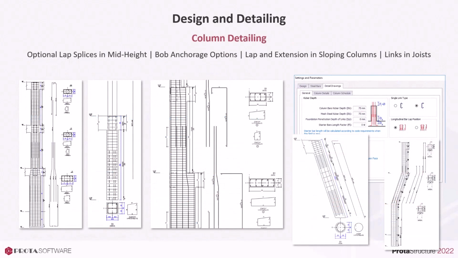For an effective column detailing, ProtaStructure offers comprehensive options to cover a wide range of constructability and code scenarios, such as optional lap splices in column mid-height, bob anchorage options such as anchoring into the beam or U-bobs, lap splices and extensions in sloping and narrowing columns, and providing links in joints.